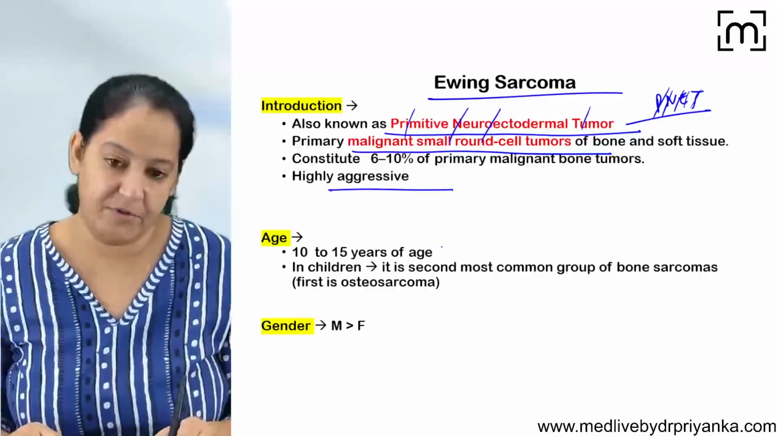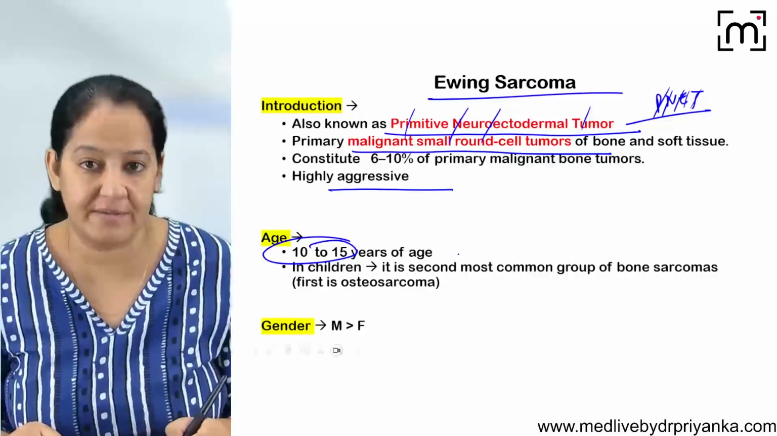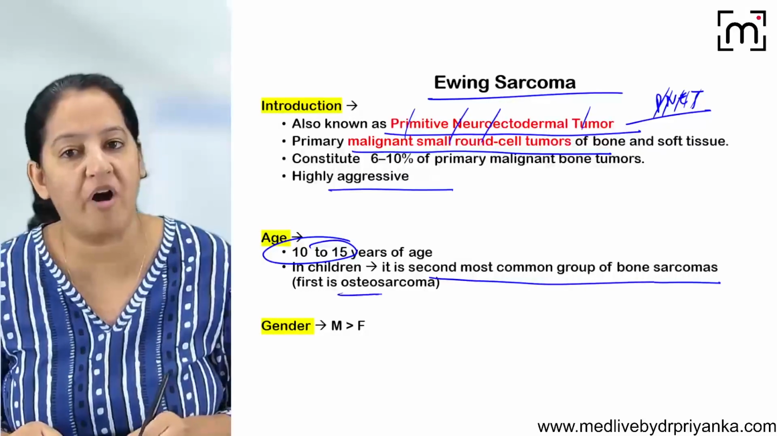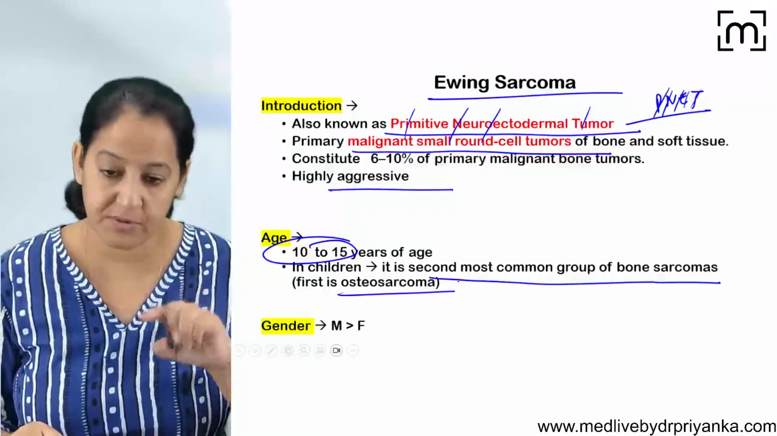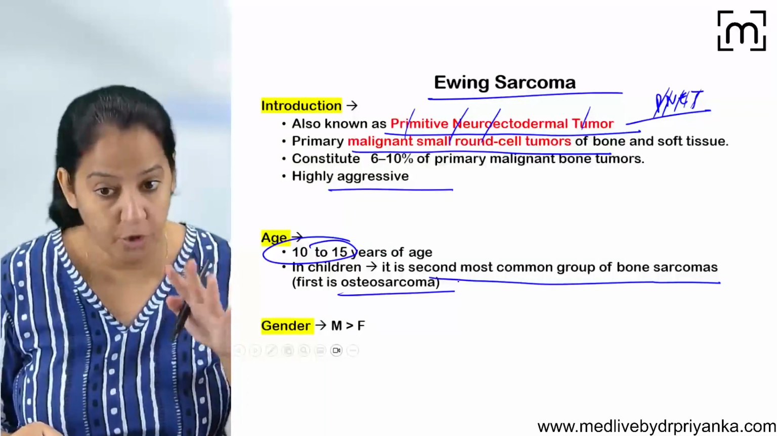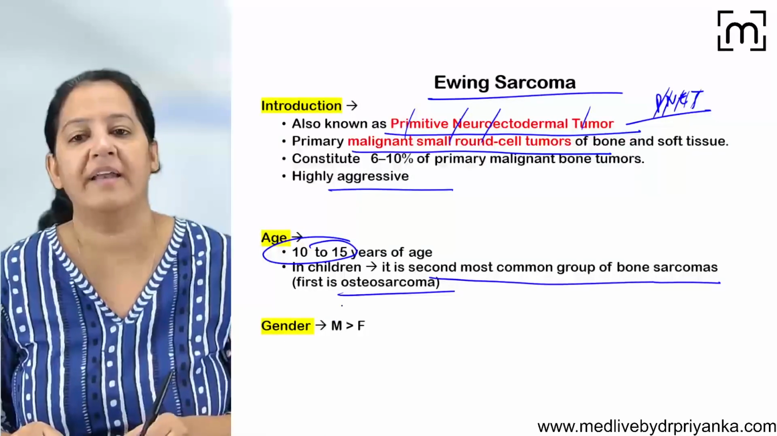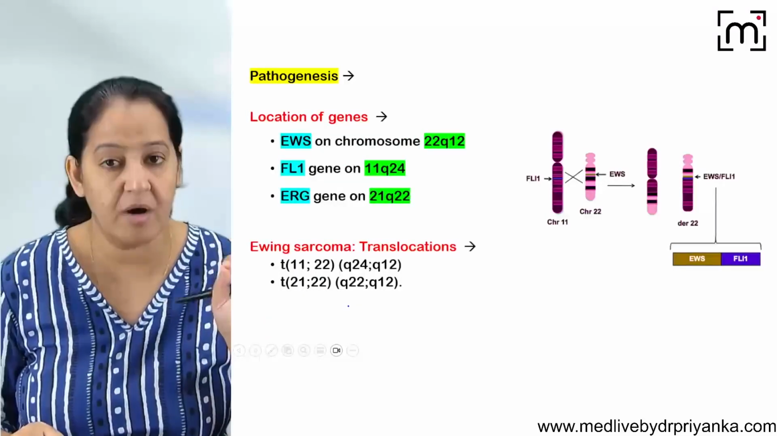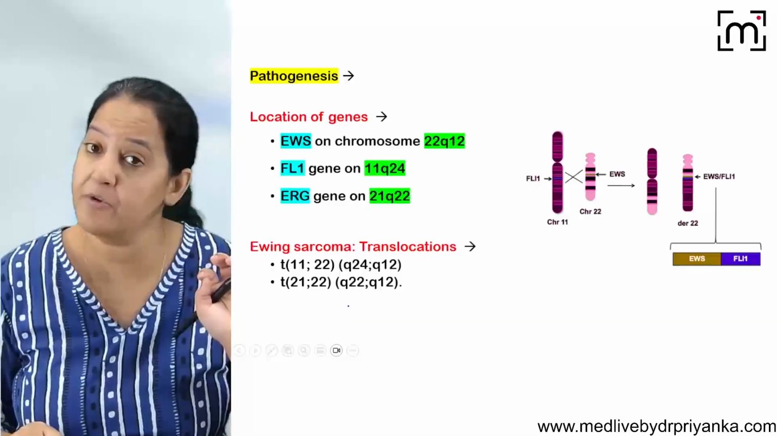And it is very aggressive tumor. It occurs in children 10 to 15 years of age. In children, it is the second most common bone sarcoma after osteosarcoma. So after osteosarcoma, the second most common bone tumor is Ewing sarcoma. Again, it is more common in male as compared to female. There is a pathogenesis. Ewing sarcoma occurs due to some mutation, due to some translocation.